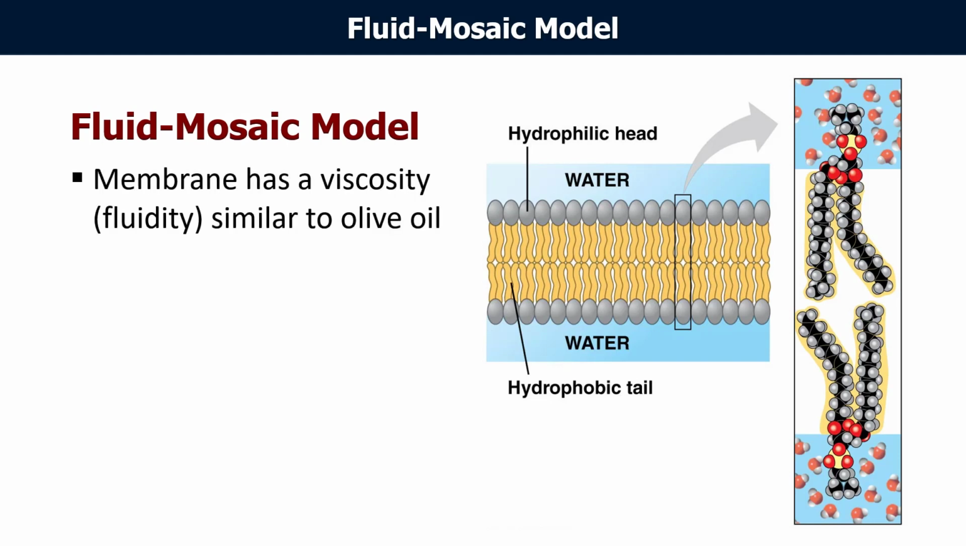But the membrane also has a viscosity, which is another term for fluidity, and that viscosity is similar to olive oil. So it has a texture to it. And so by fluid, we also mean that it is a bit dynamic. The phospholipids, first of all, are spinning. I know in the picture they're just kind of sitting there, but you need to imagine them spinning in place. And not only are they spinning, they can move laterally, that is horizontally.